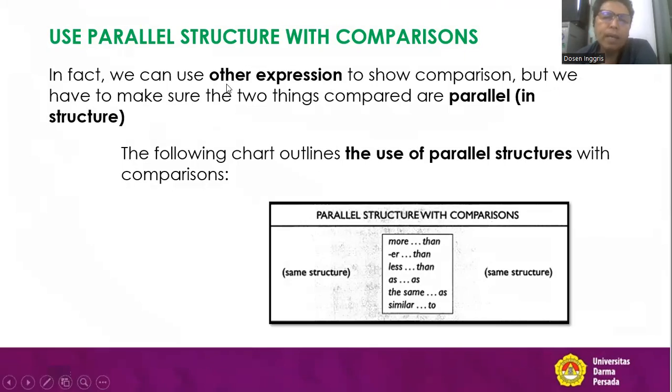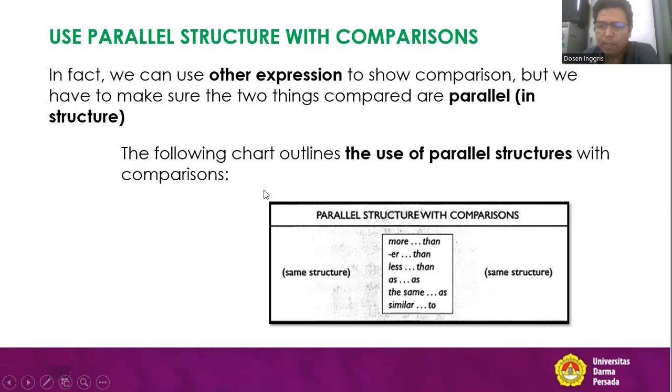This is also a reminder for everybody: when we are comparing something in terms of similarity, we can use as, the same as, and similar to. But when we are talking about two different things, we can say more than, than, and less than. But again, the two things compared are parallel in structure.